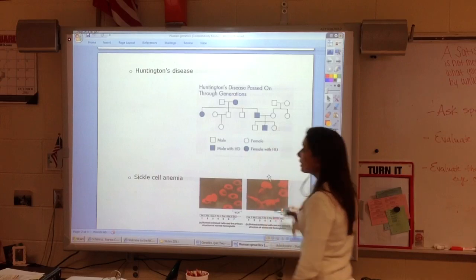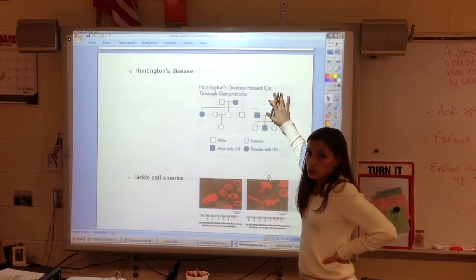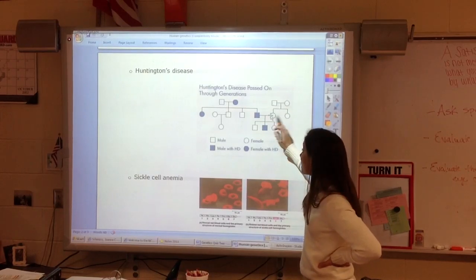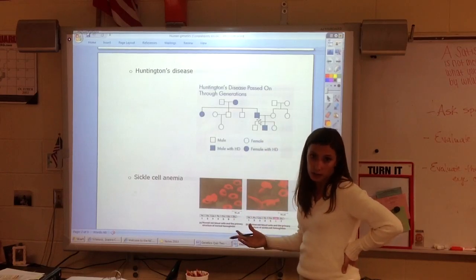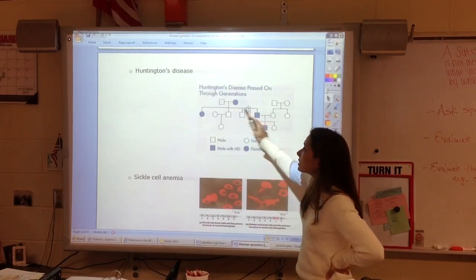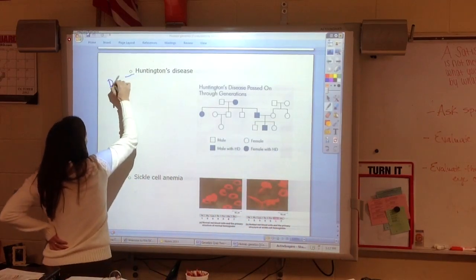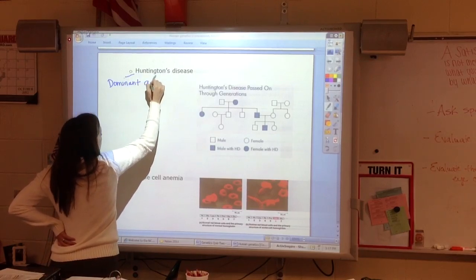So if we were looking at this, first of all, don't let this mislead you. This is not saying that it skips a generation. These parents don't have it, but neither of their kids. Their daughter is just married to a man who has it. So Huntington's disease is actually a dominant disease, and it is autosomal.